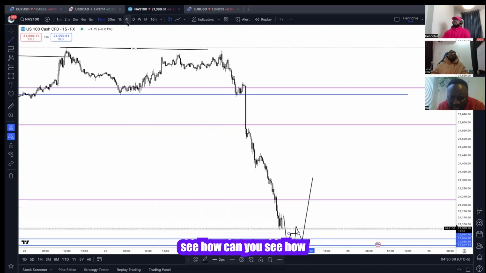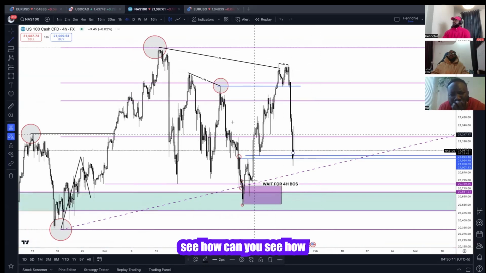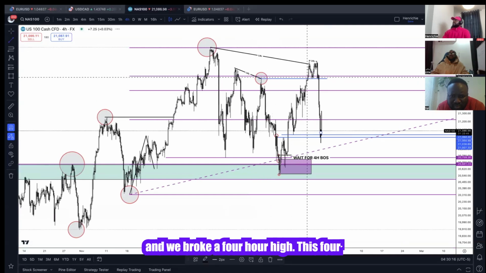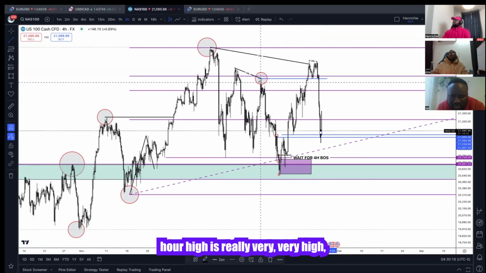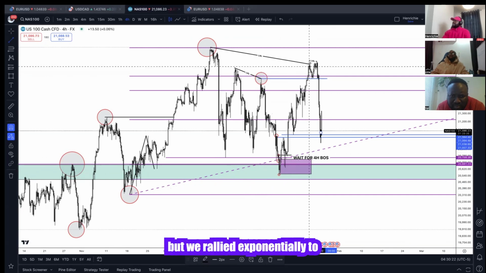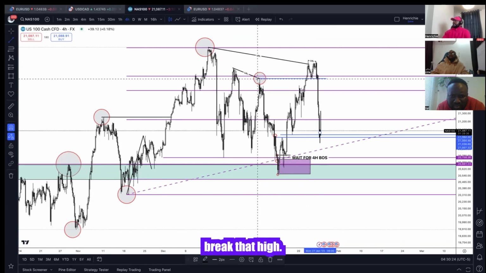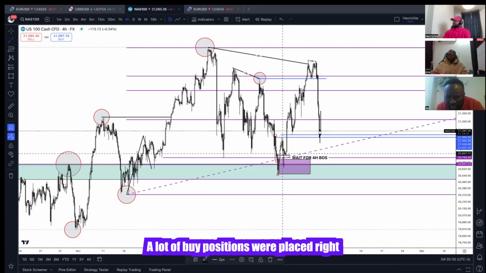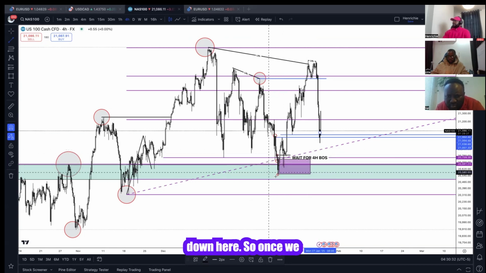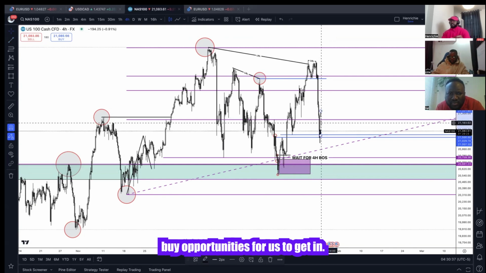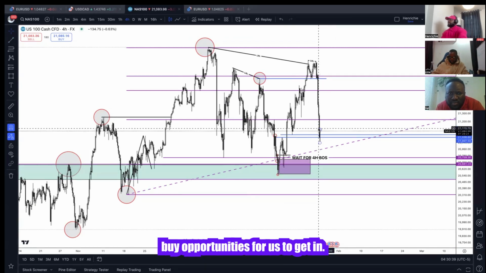Can you see how we mitigated a monthly fair value gap here and we broke a 4-hour high? This 4-hour high is really very, very high, but we rallied exponentially to break that high. That is to show you the bullish momentum. A lot of buy positions were placed right down here. So once we come down here, we're looking for those buy opportunities for us to get in.